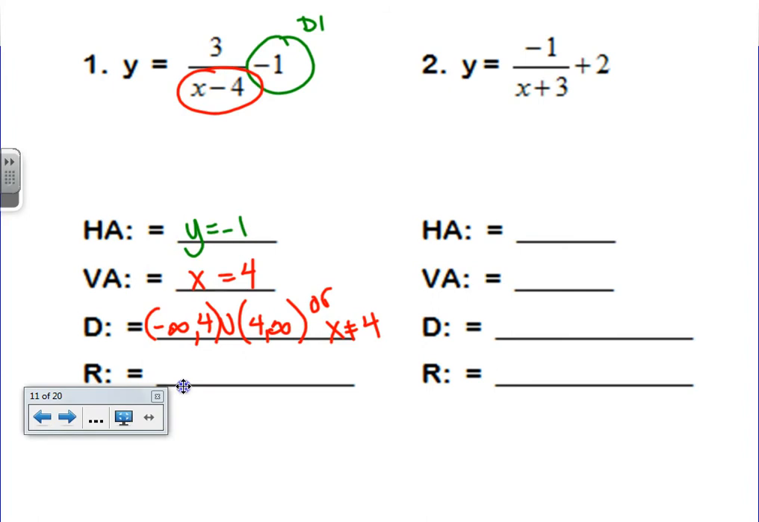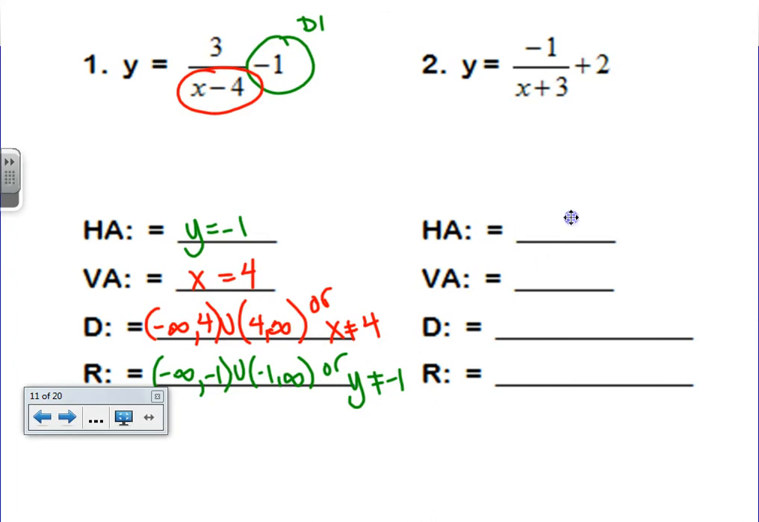So y cannot be negative 1. If you'd like to write this the fancy way, negative infinity to negative 1, union negative 1 to infinity, implying that you jump over the negative 1. Or, if you'd like to be a little lazy, which is not a problem here, you can just say y cannot be negative 1. Since I'm thinking most of you are going to do it that method, that's how I'm going to continue on in the notes.